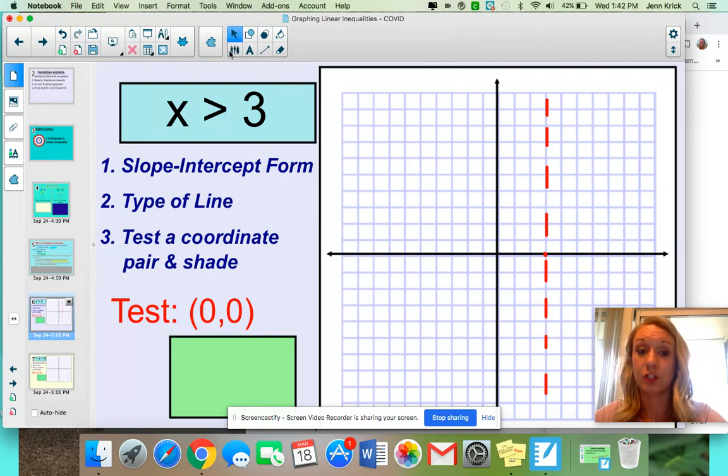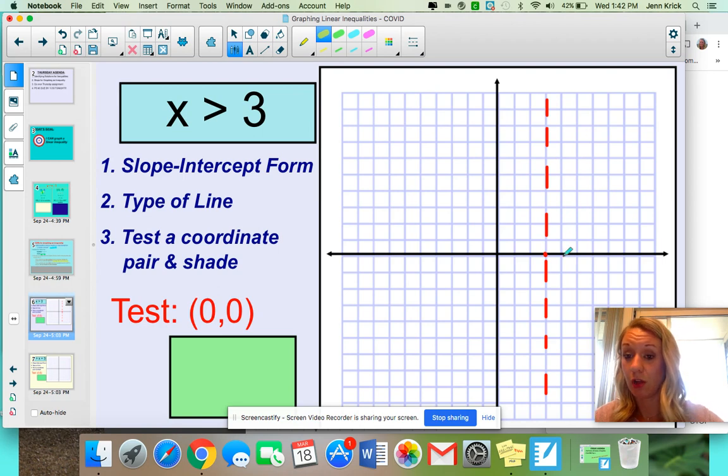Okay, now for the shading. If you have a special one like this, you actually don't even need to do a tester pair. It says x is greater than 3. You just need to shade all of your x values that are greater than 3. So this is not very fancy, but here's what it would look like.